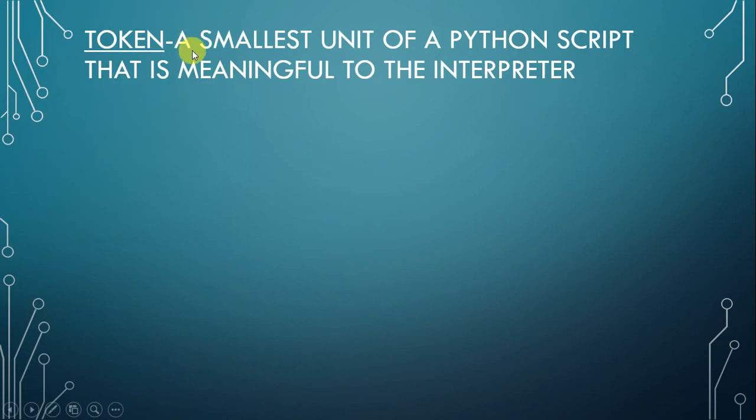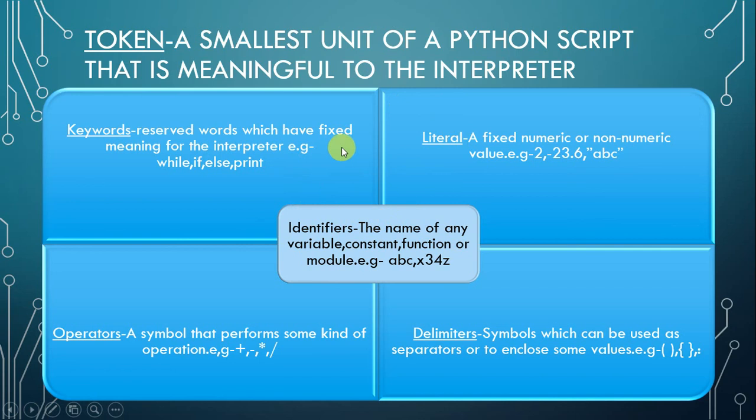Now tokens. Token is the smallest unit of Python script that is meaningful to the interpreter. Like atom is the smallest unit of matter, similarly token is the smallest unit of the Python script which is meaningful to the interpreter. There are various tokens available in Python. First is keywords. These are the reserved words which have fixed meaning for the interpreter, like while, if, else, print, input, def, which we have learned while writing a function. They cannot be used as the names of the variables.